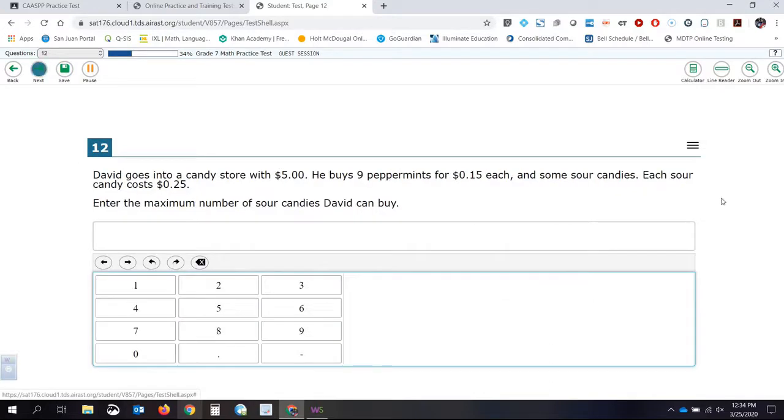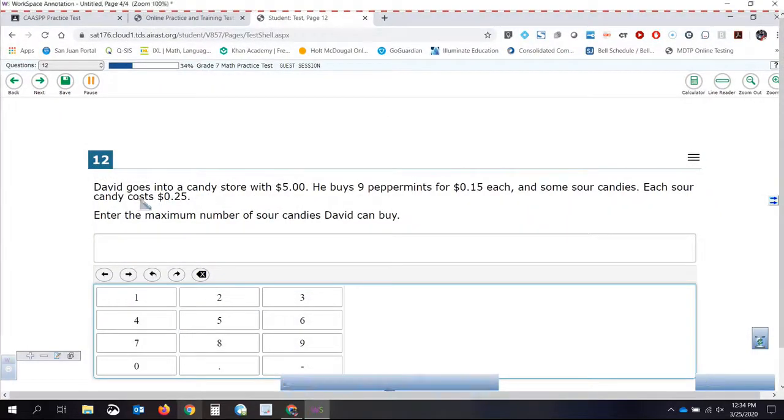Next question, number 12. David goes into a candy store with $5. He buys 9 peppermints for 15 cents each and some sour candies. Each sour candy costs 25 cents. Enter the maximum number of sour candies that David can buy.